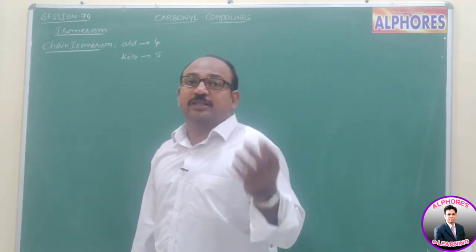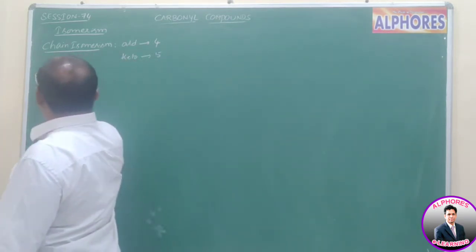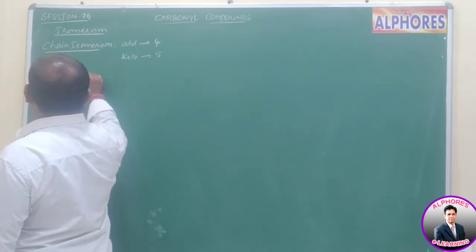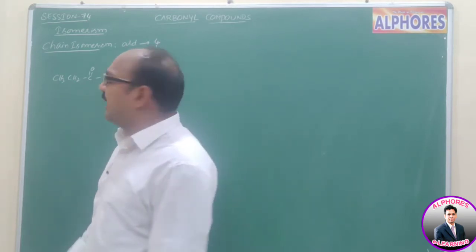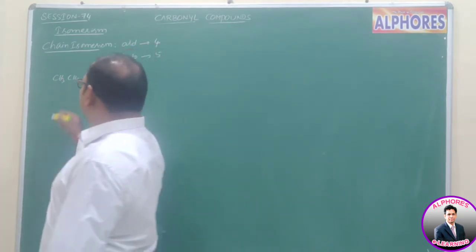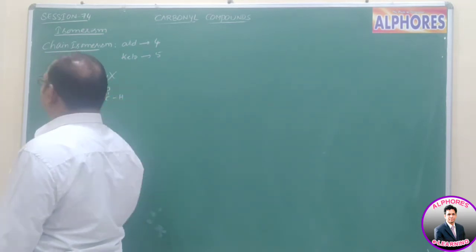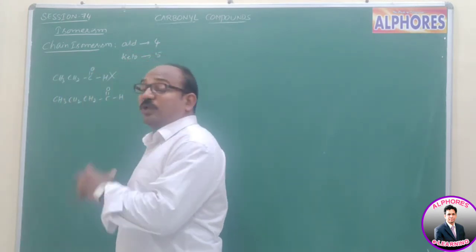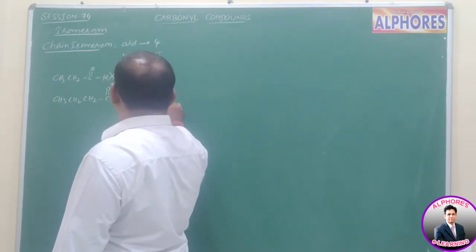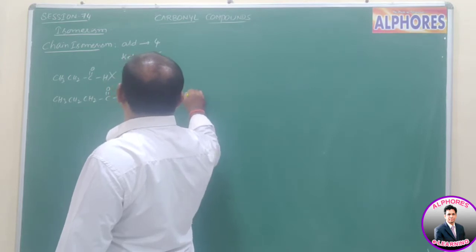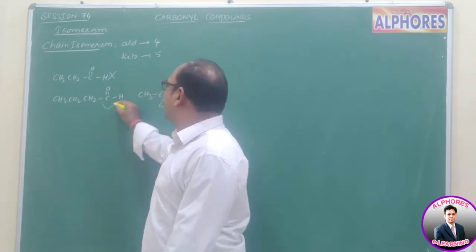Let us try a 3 carbon aldehyde. Is it possible to exhibit chain isomerism? Let us see propanal, CH3 CH2 CHO. Is it possible to exhibit any chain isomerism? A 3 carbon aldehyde cannot exhibit any chain isomerism. Let us consider 4 carbons, CH3 CH2 CH2 CHO. This is butanal. Butanal exhibits chain isomerism. We can write its chain isomer as CH3 CH CH3 CHO. So butanal and 2-methyl propanal are chain isomers.